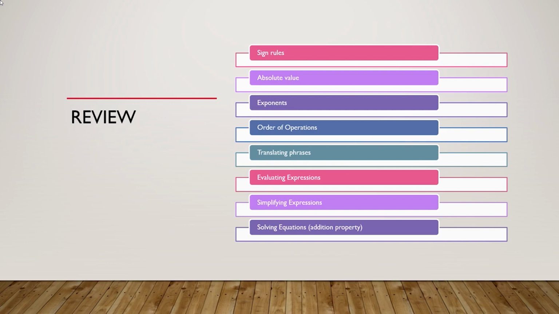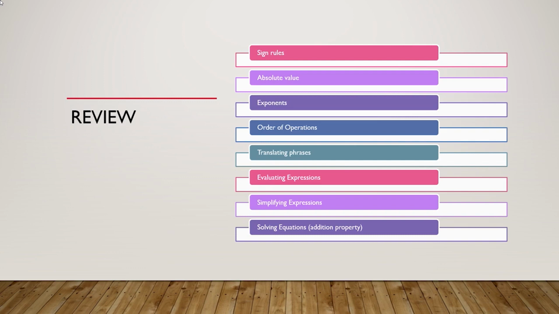So, sign rules, addition and subtraction. If the signs are the same with addition, then you add them together. If the signs are different, then you take the difference of the two, and whichever one's the larger one, in quotes, whichever one's further away from 0, you keep that sign. With subtraction, you can just change it to adding the opposite. With multiplication or division, the sign rules are if they're the same sign, then it's positive, unlike signs negative. Absolute value, think distance.